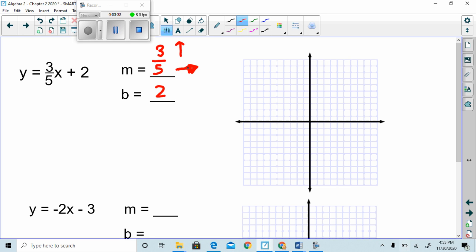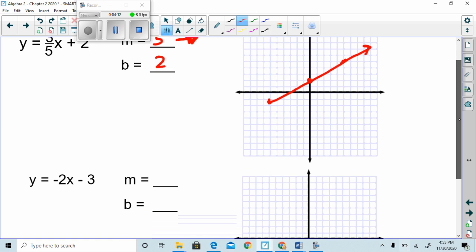Okay, so now let's start at that y-intercept. The graph always starts at the y-intercept, that point on the y-axis, and we'll see that it's a +2, 1, 2. Since my slope is positive, it's telling me again to rise 3, 1, 2, 3, and over 1, 2, 3, 4, 5. If I wanted to do a second point, I could go down 3, 1, 2, 3, and over 1, 2, 3, 4, 5, and I would connect my points.